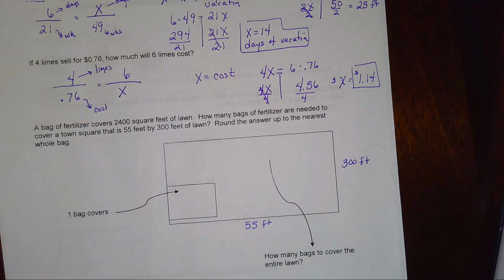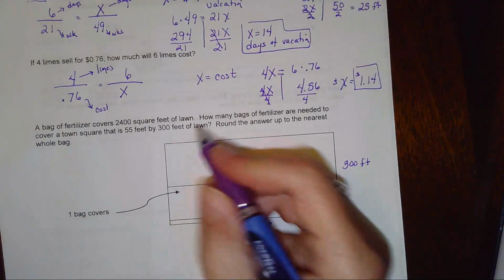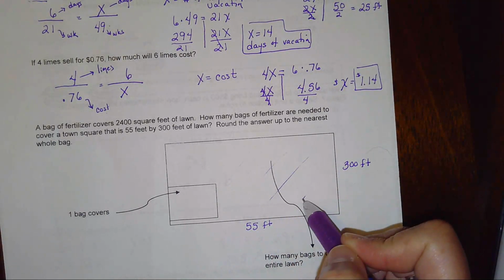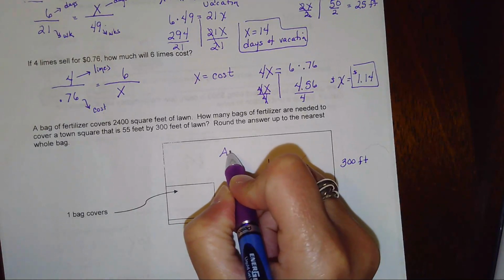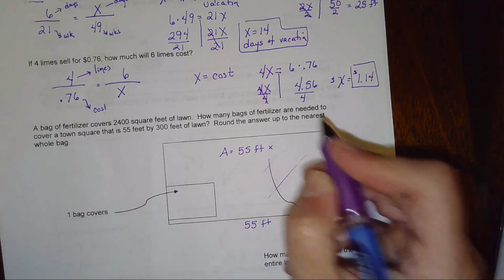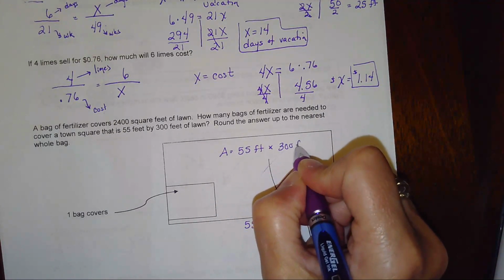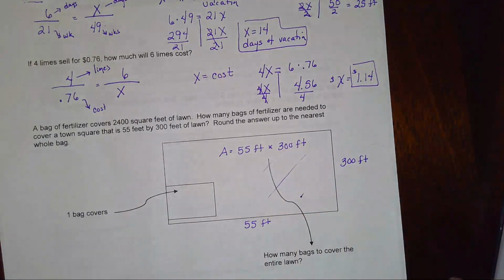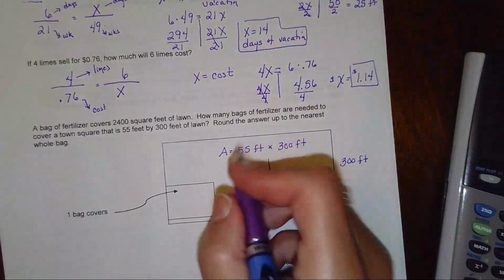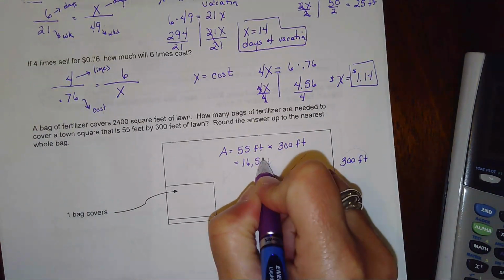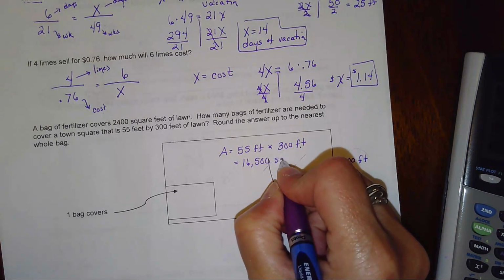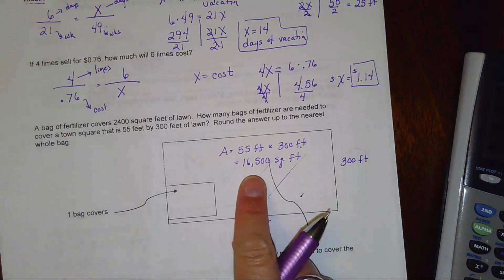I think we're going to need area for this one. So we need to figure out how many square feet are going to be in this lawn. So how many square feet will 55 feet by 300 feet cover? Okay, well, 55 times 300 is 16,500. And feet times feet is square feet. So this is how big the lawn is.